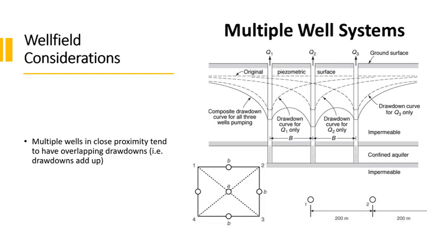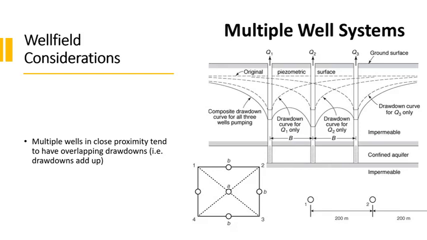Now, other considerations for the well fields. There's one important phenomenon that we should take note of: multiple wells in close proximity tend to have an influence on each other. As you can see here in the figure, we have a well field of, I think, 5 wells. As you can see in the plan view on the bottom left of the figure, you have 4 wells on the outer area and 1 central well.